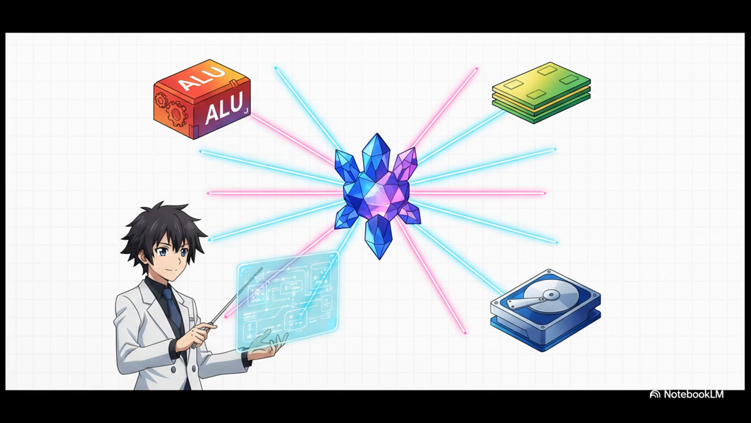And finally, that brings us to the control unit. So if the ALU's the calculator and the registers are the scratch pad, the control unit is the director of the whole show. It reads the instructions and tells the ALU, the registers, and everything else what to do and exactly when to do it. It's like the traffic cop for all the data, making sure everything happens in perfect order.